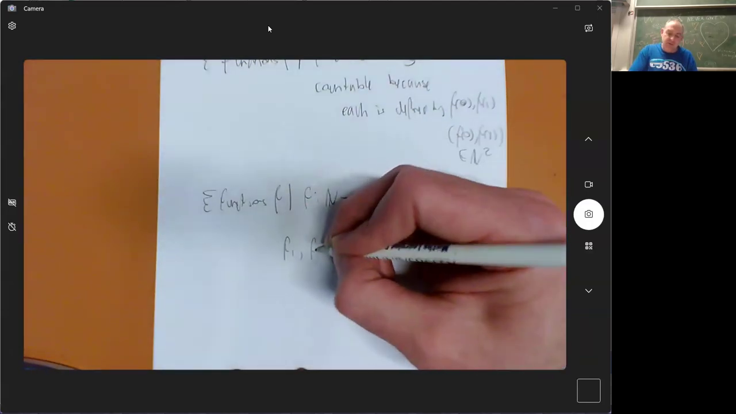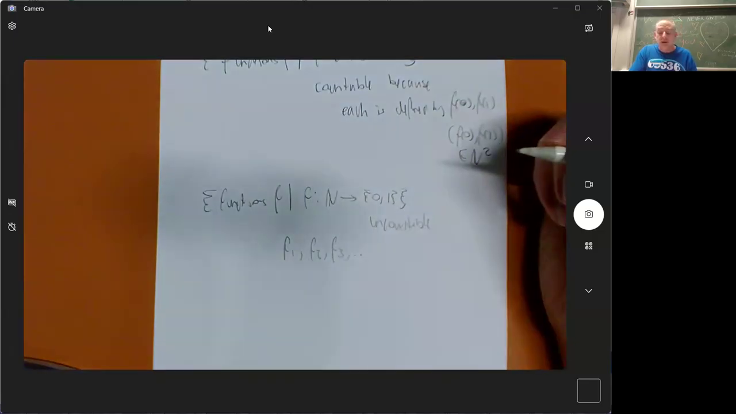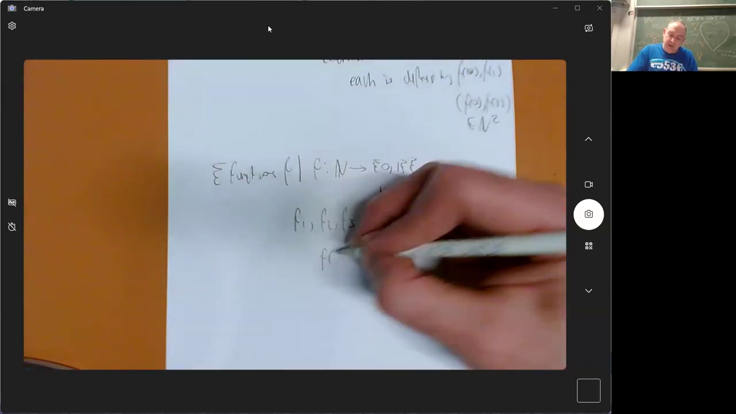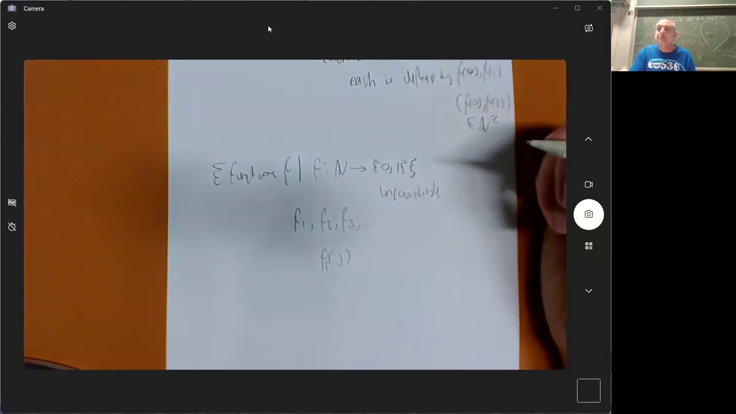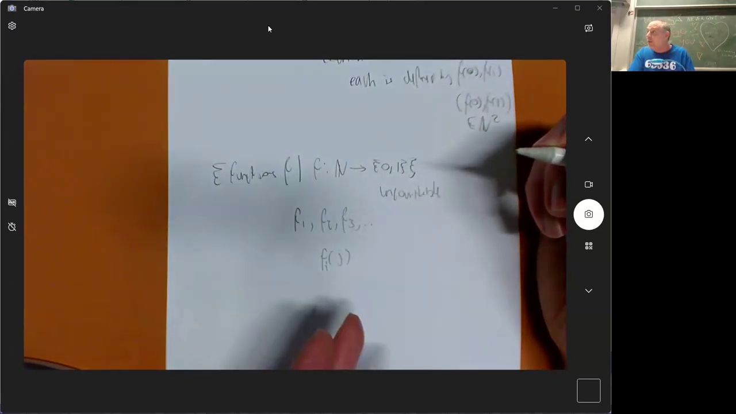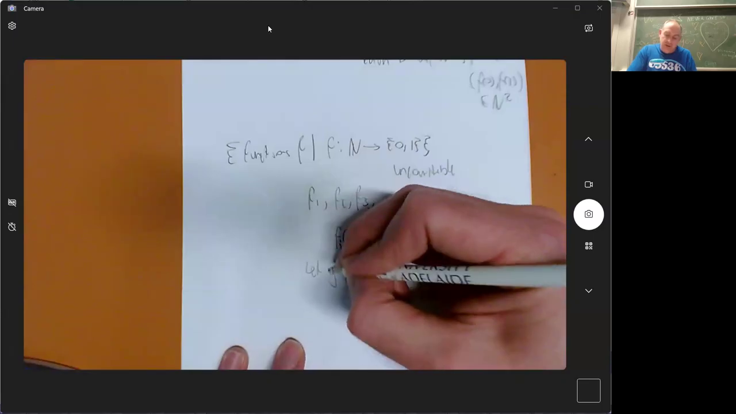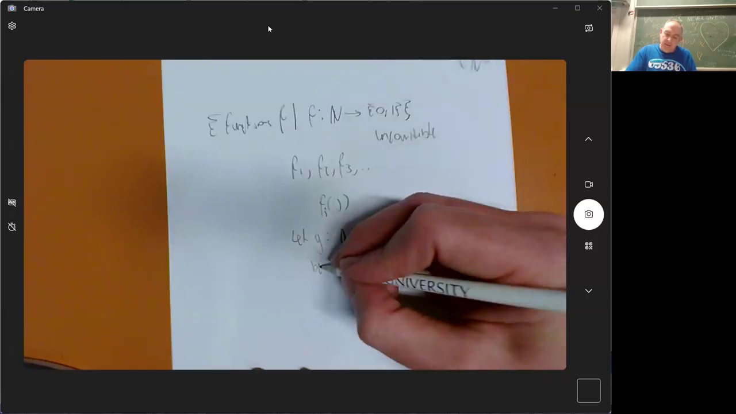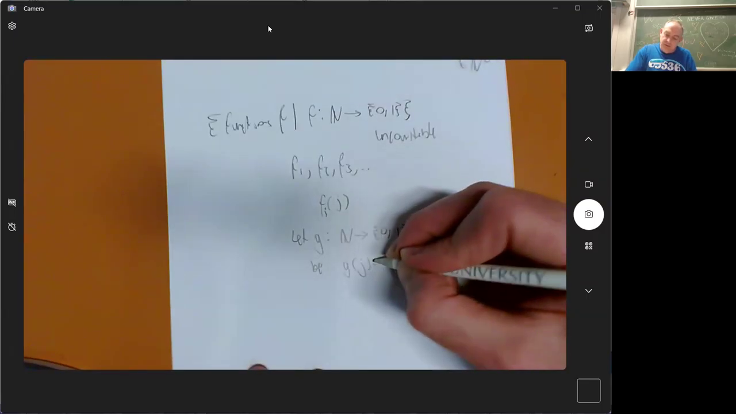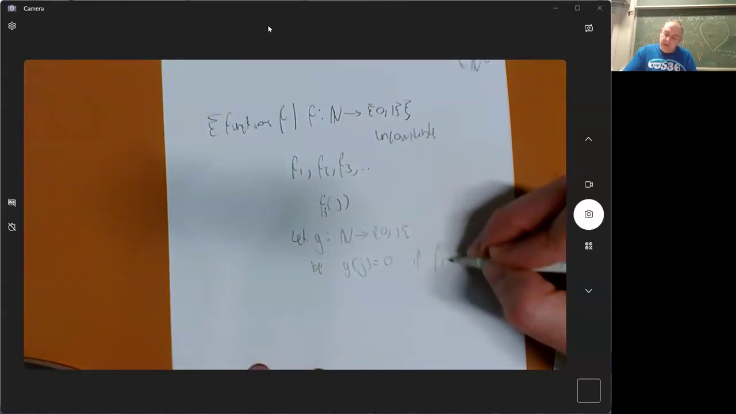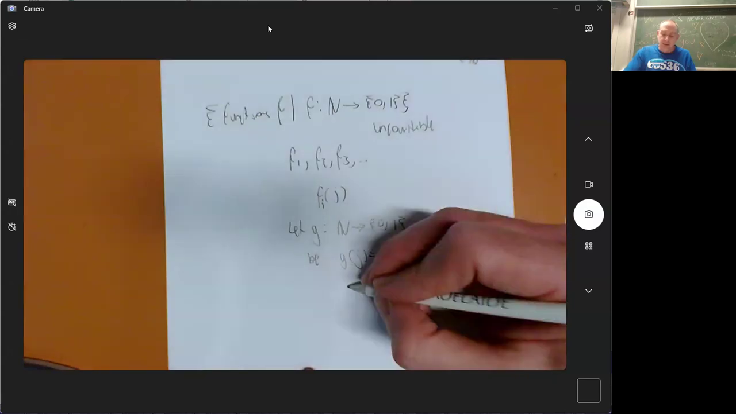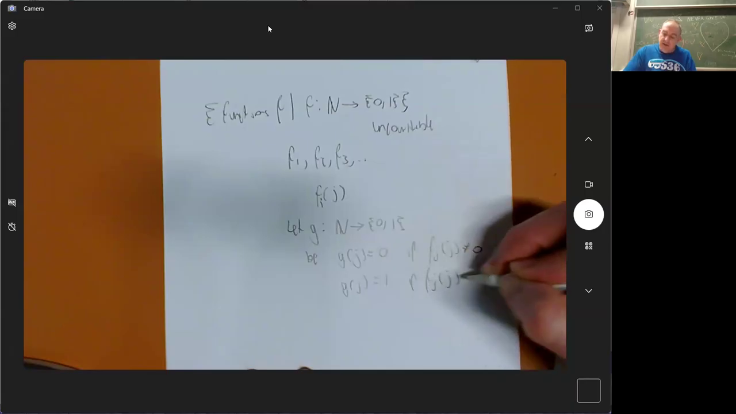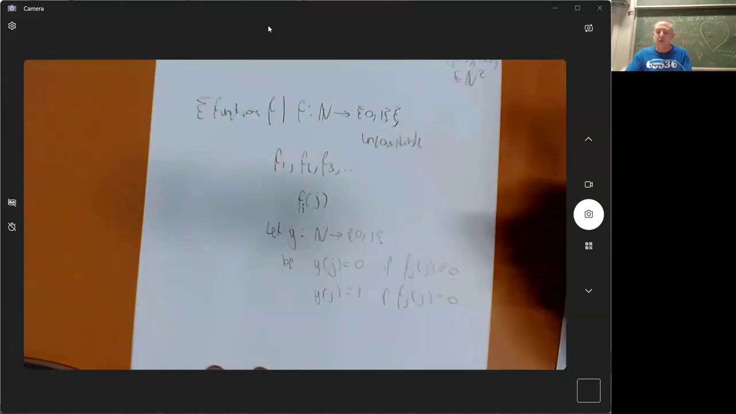You've got f1 and f2 and f3 like that, and then f_i of the number j is whatever it is. And so you're going to let g, which sends N to {0, 1}, be: g of j is 0 if f_j of j is not 0, and g of j is 1 if f_j of j is 0. Oh, it can only be 1, can't it?